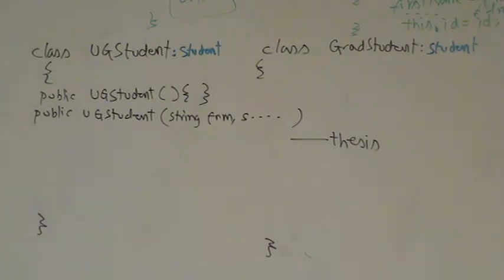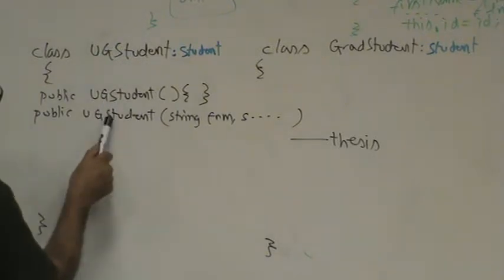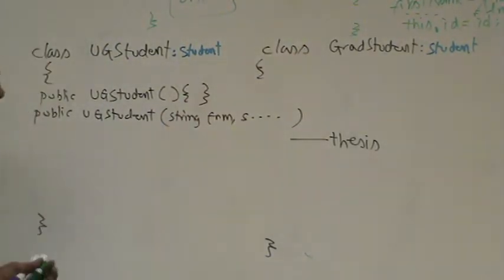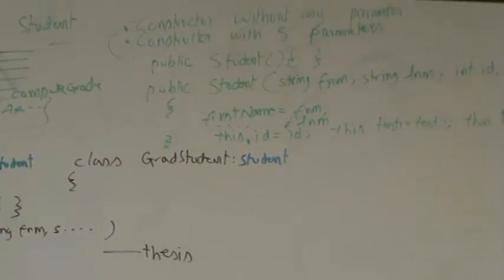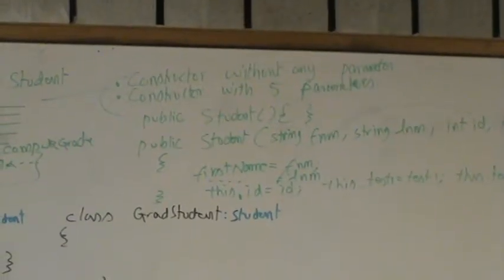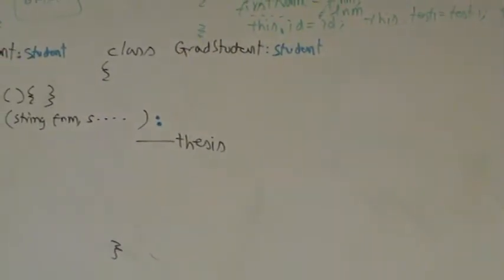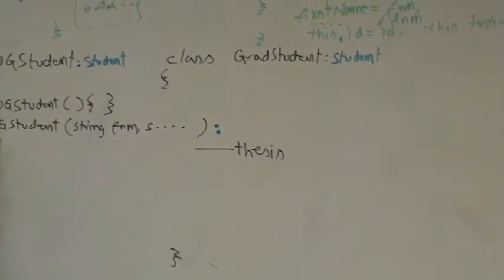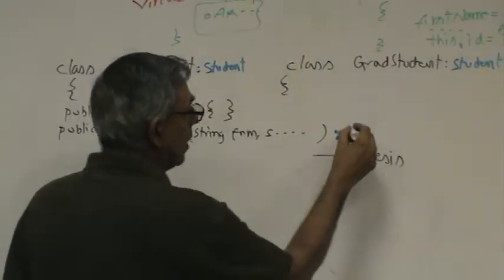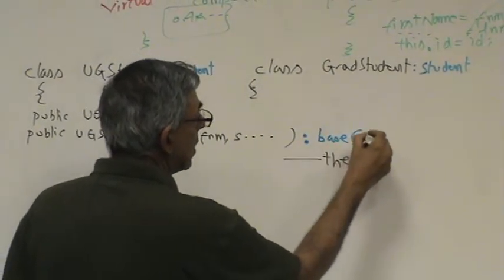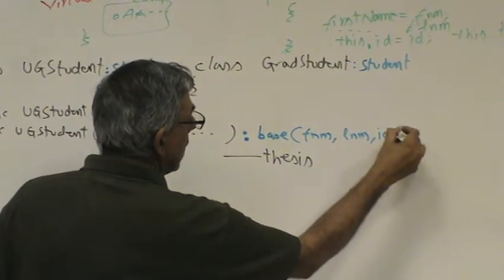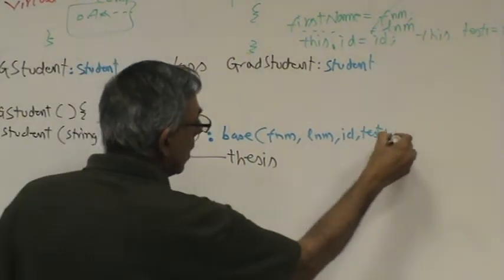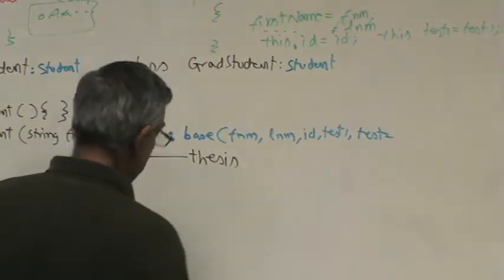Now, the base class constructor is already doing the initialization of the 5 fields. So in C#, very similar to C++, there is a concept called the initializer list. So in the same row where you're declaring the constructor, you will simply say base, FNM, LNM, ID, test1, test2.